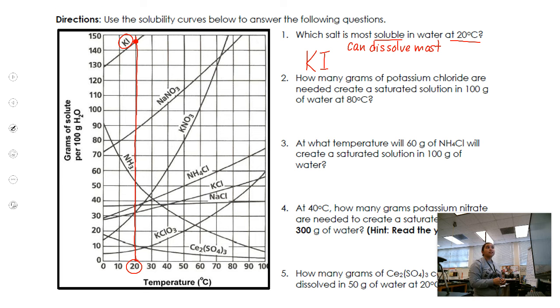All right, let's look at the next question. The next question says, how many grams of potassium chloride are needed to create a saturated solution in 100 grams of water at 80 degrees Celsius? So let's look at that. It's giving me some information. It's giving me that we're starting at 80 degrees Celsius, so I can go on the x-axis and find 80 degrees Celsius. And it's saying that I'm looking for potassium chloride. So I need to figure out what that is. I think potassium is K and chloride is Cl. So they're talking about this line right here, KCl.